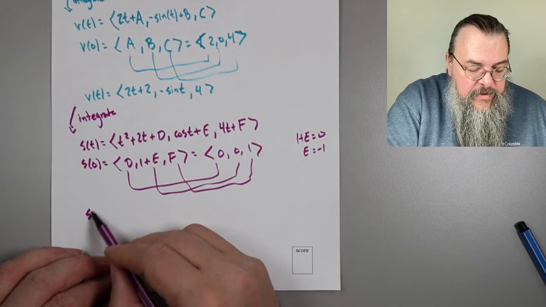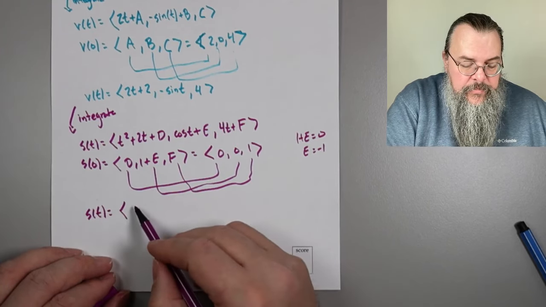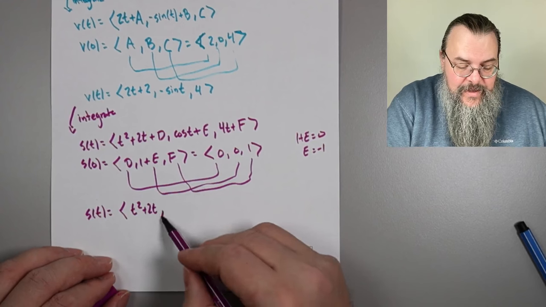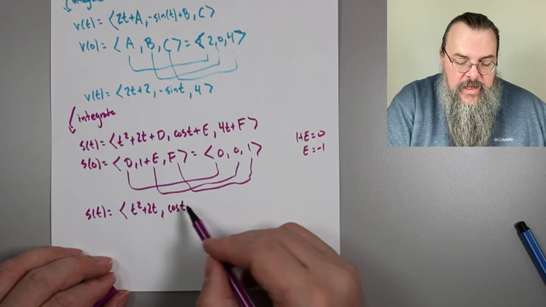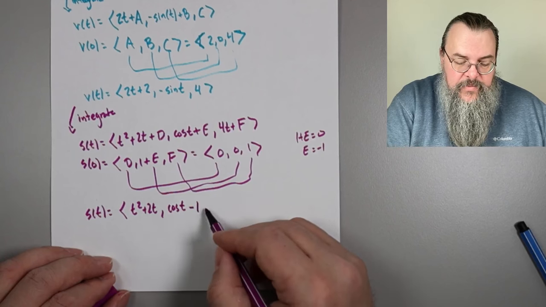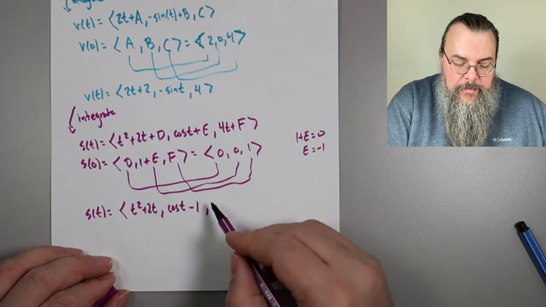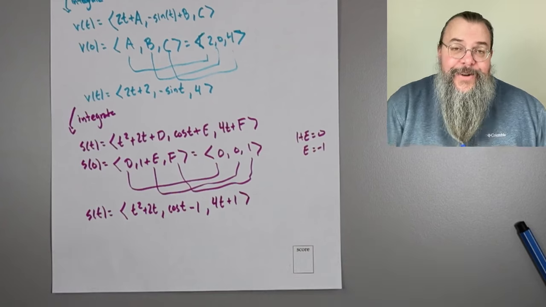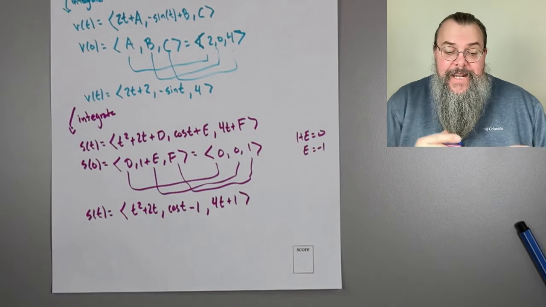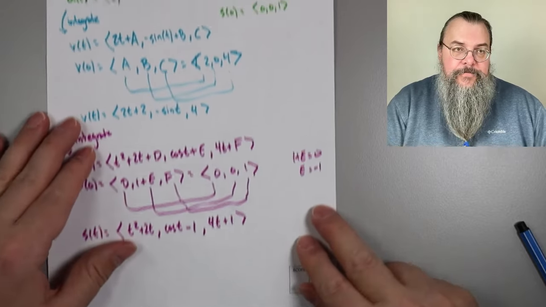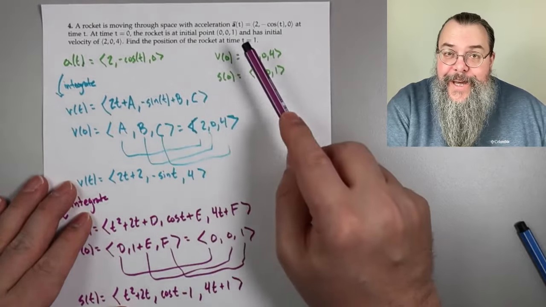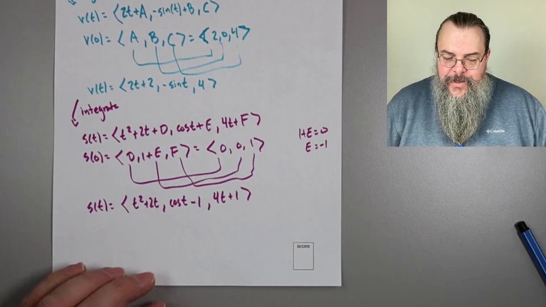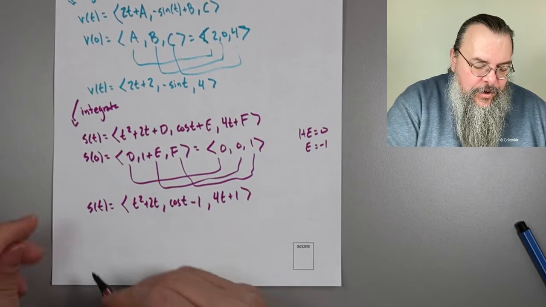So we now have that s of t looks like t squared plus 2t plus 0. Then we have cosine t plus e, which is minus 1. And then we have 4t plus f, which becomes 4t plus 1. So, there we go. This is our position function for any time t. Now, remember, what are we after? Position at time 1. So, how do we find it? We plug in 1. So, final step. We're really there. Home stretch.